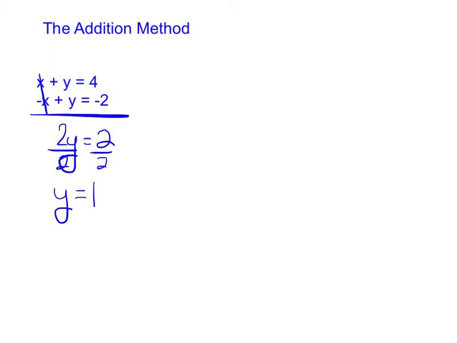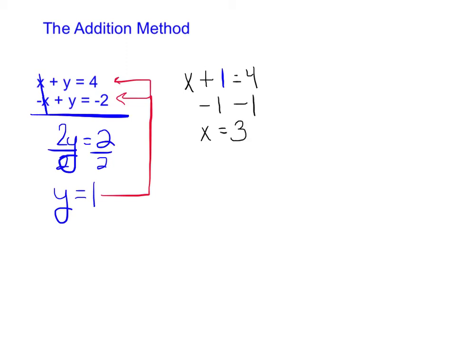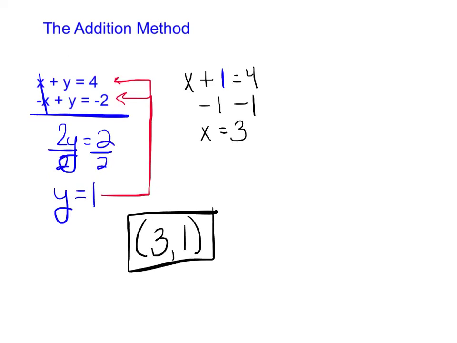Now what we have to do is plug that back in. This is a little more difficult than substitution because the equations are not set up for you. You take this one and plug it in either here or here. It does not matter which equation. I'm going to plug it into the first equation. So x plus y, and y is 1, so I plug that in, equals 4. Then I subtract 1 on both sides, x equals 3, and therefore the answer to this system is 3, 1.